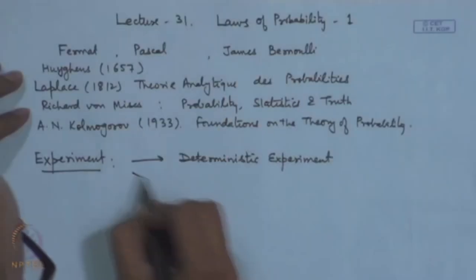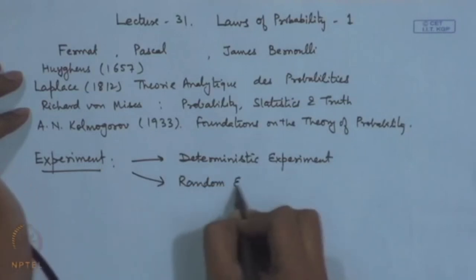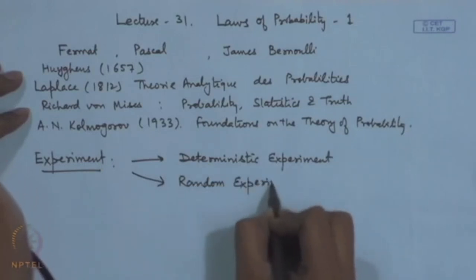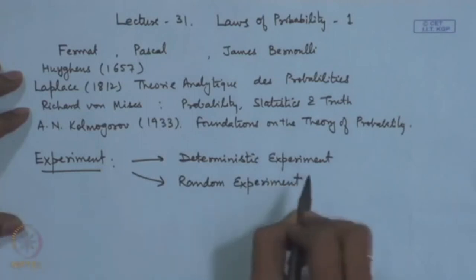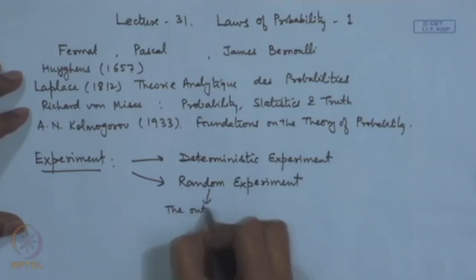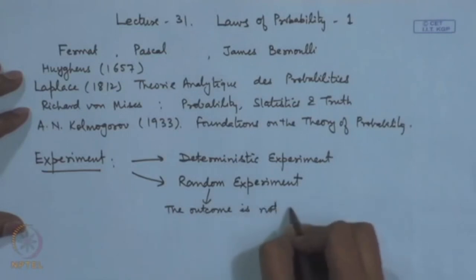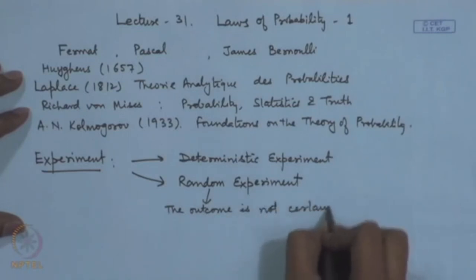and if we are looking at, say, day to day behavior over a period of time, then it is a random experiment. A non-deterministic experiment is known as a random experiment, because we are not sure of what outcomes will be there in the beginning. So, random experiments are the ones where the outcome is not certain beforehand.